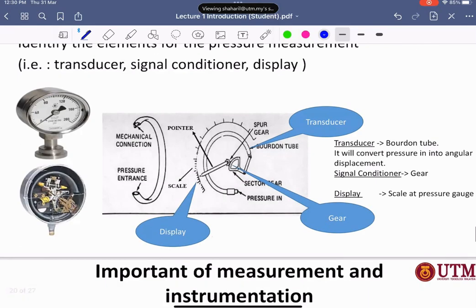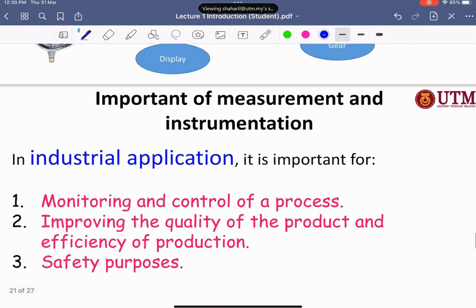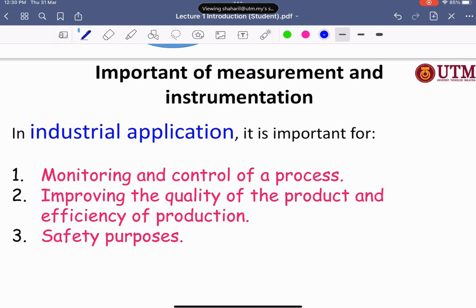So what is the importance of measurement and instrumentation, in industrial applications or in our daily life? First of all, we want to measure, which means we want to monitor. What you're doing right now is recording the class, because you want to monitor.